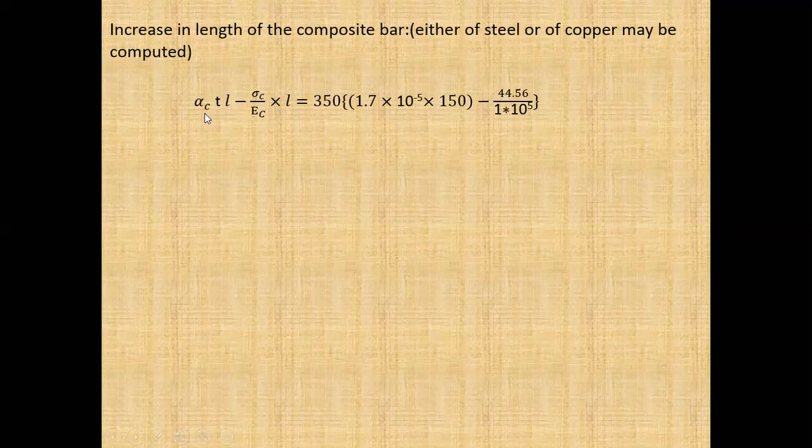This will become alpha S TL. This would become plus alpha S by ES into L. So both will be coming to only 0.737 mm, because now that we have got sigma C and sigma S, we just substitute the values there in the left side one. So you'll be getting 0.737 mm.